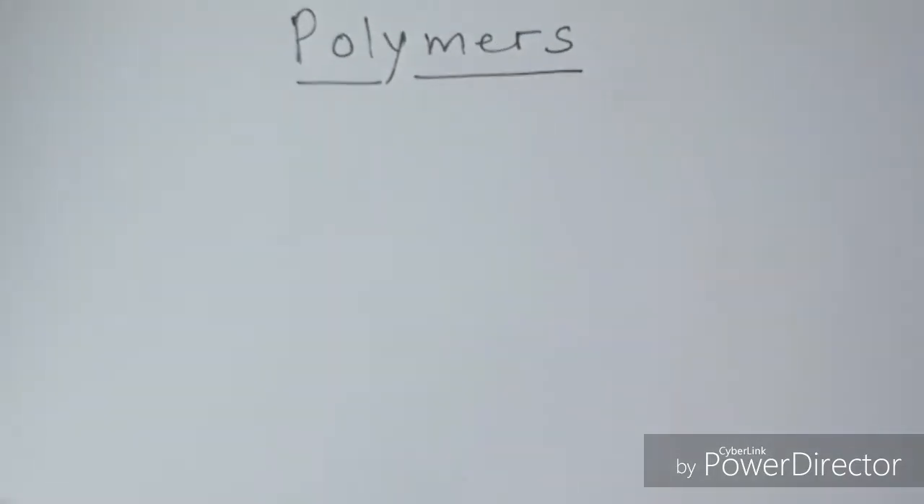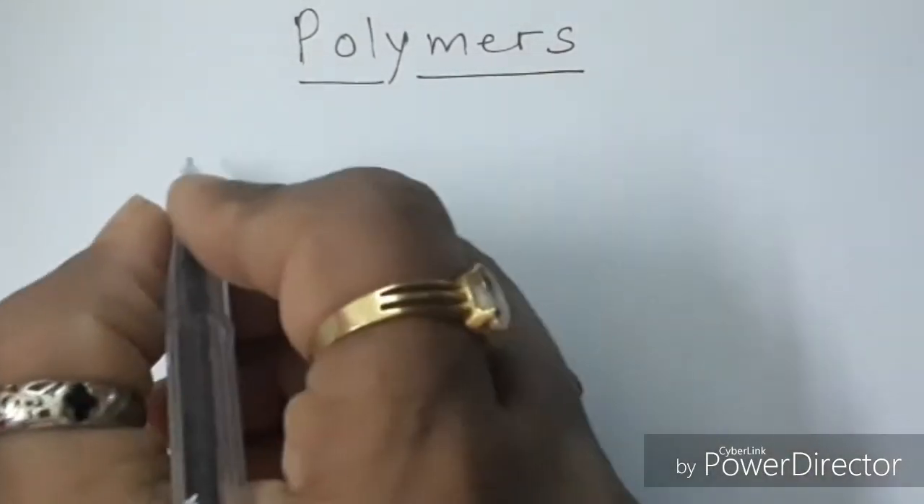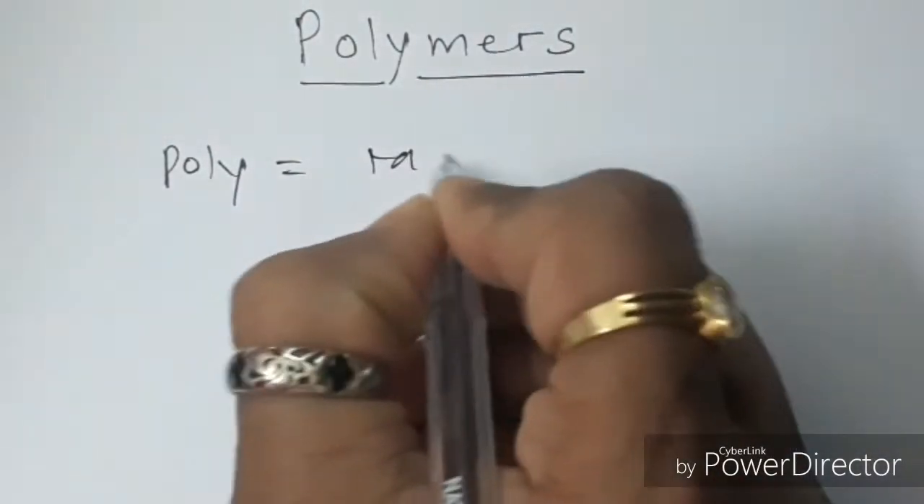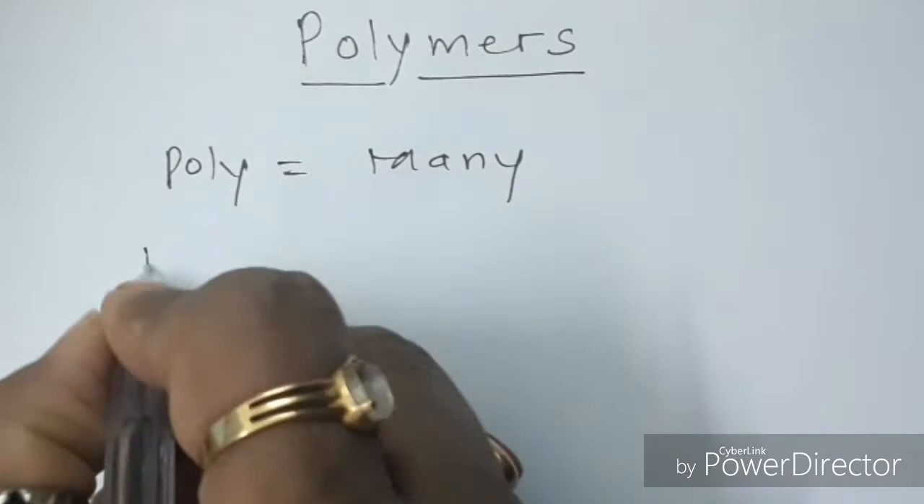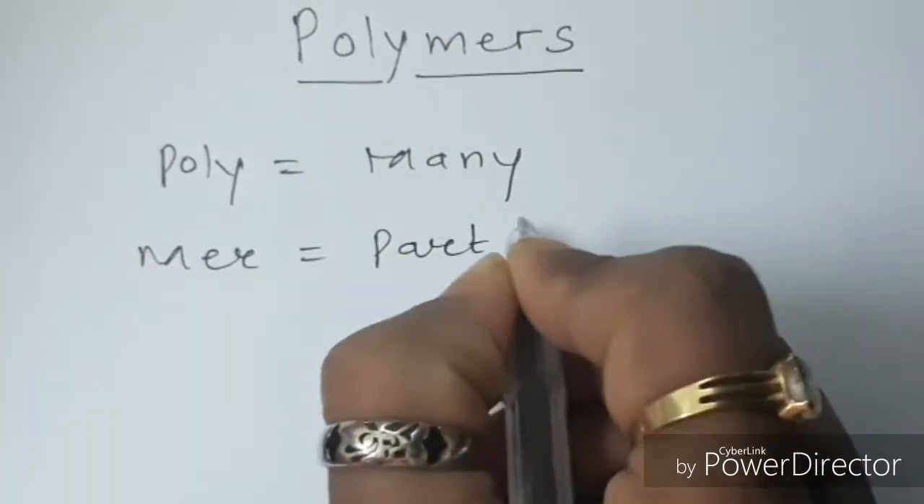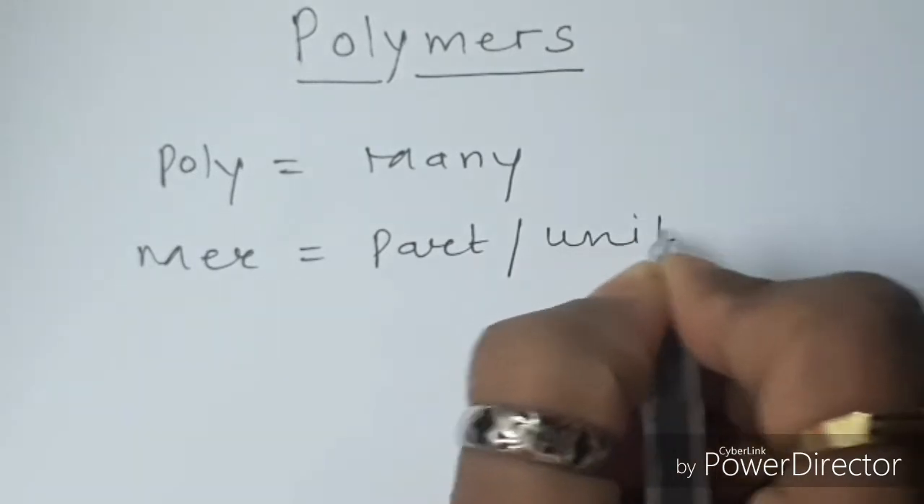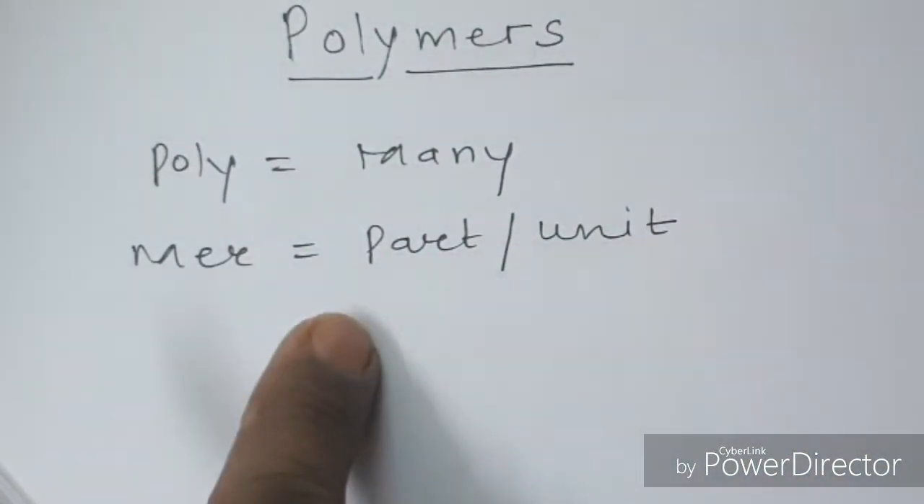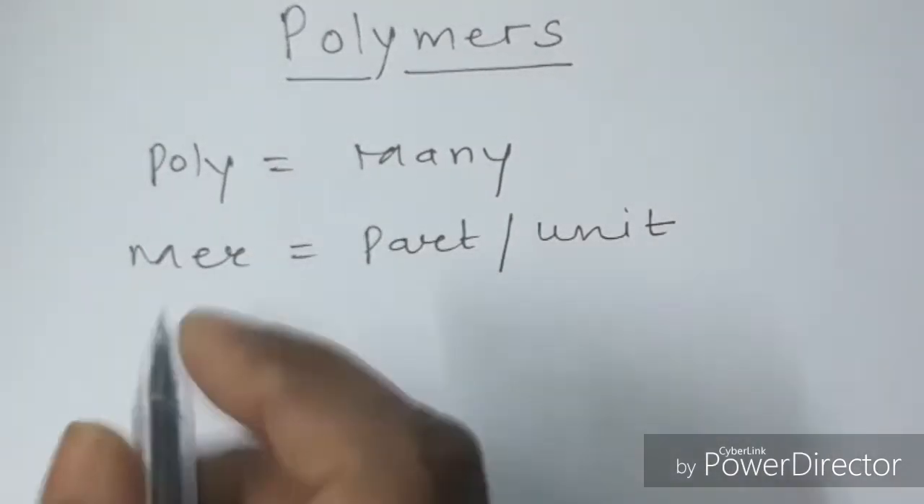So let us understand the meaning of the word polymers. The word polymers is made up of 2 words, poly, which means many, and mers, which means parts, or it also means units. So polymer is basically a big molecule which is made up of many small units, small molecules called as monomers.